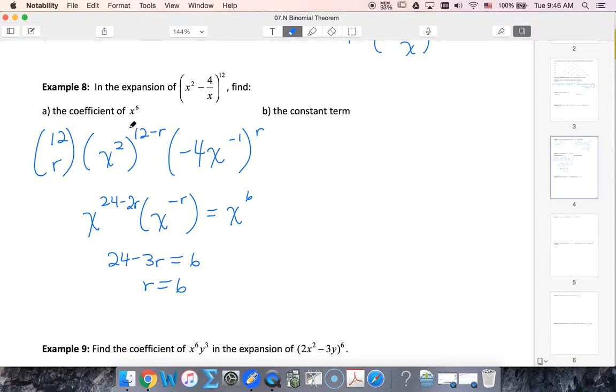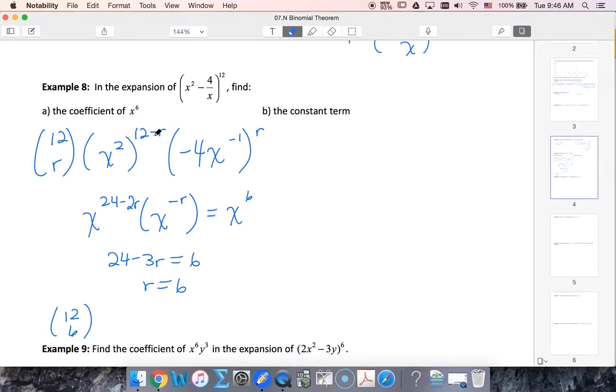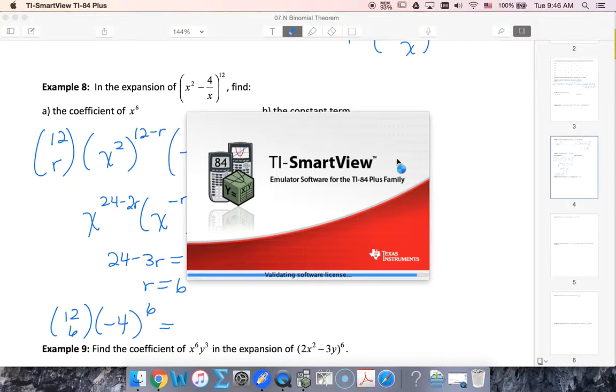Once I know this 6, I can come back and plug in. So my coefficient is just going to be 12 choose 6. There's no coefficient value here, so I don't need to worry about that. Times -4 to the 6th power. So calculating this, I can determine the coefficient, and we'll see how to do this in the calculator.